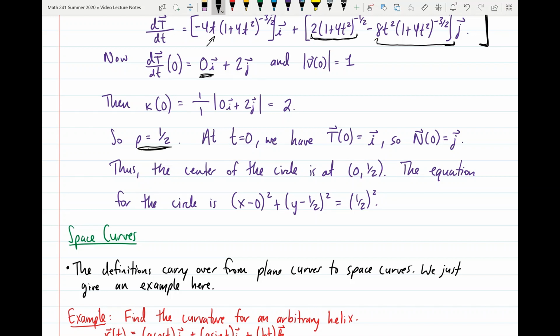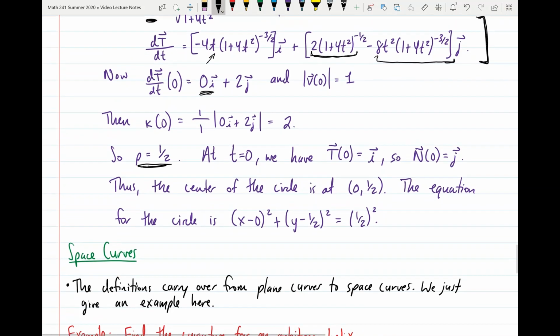And at t equals 0, we have that the unit tangent vector is equal to i. Let me just draw the parabola here. It's going to look something like this, just so that this makes a little more sense. Again, the unit tangent vector at 0 is going to be equal to i, so it's going to point in the x direction out here, and the principal unit normal vector is going to be j. It's going to point directly up along the y-axis.